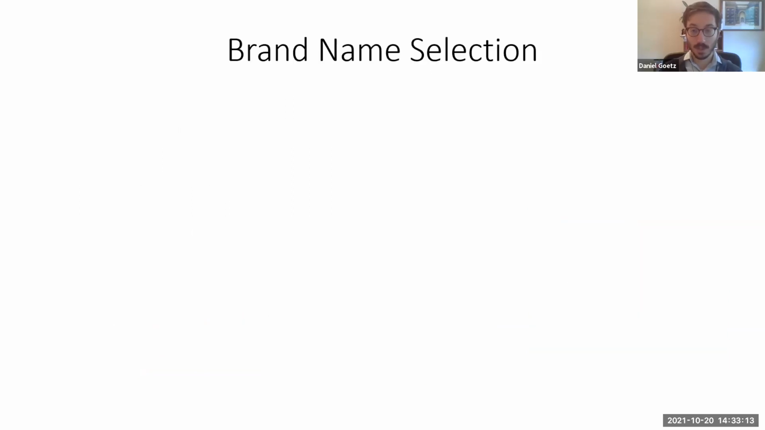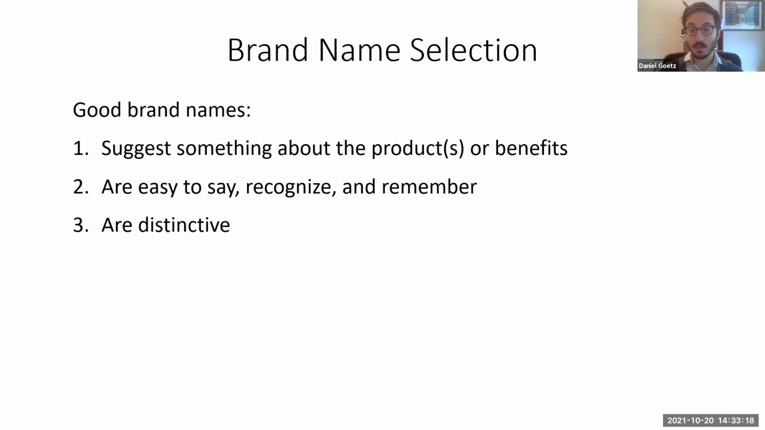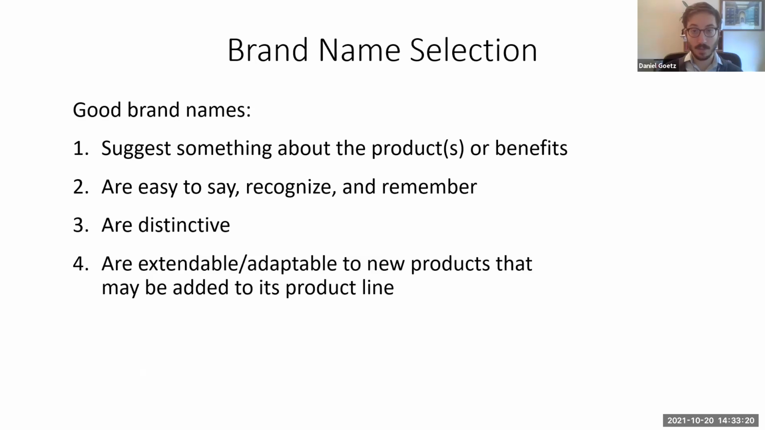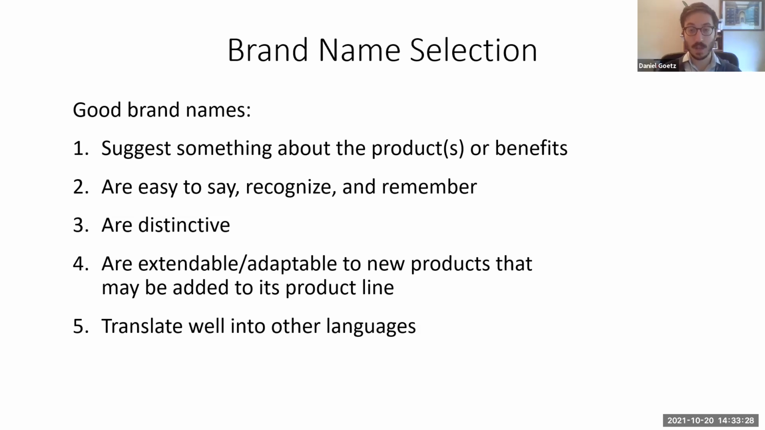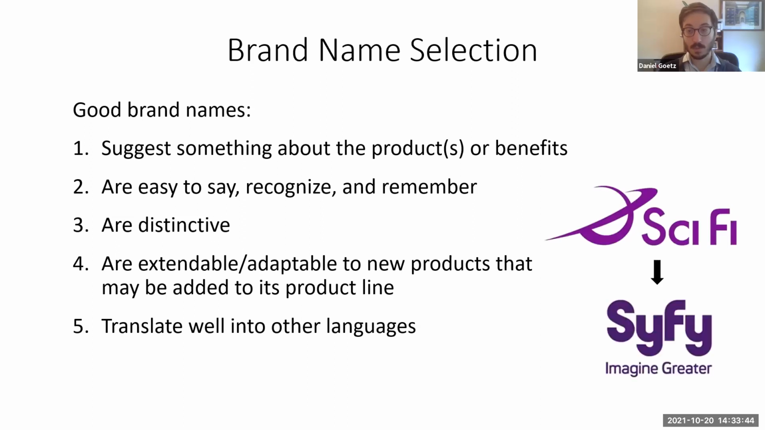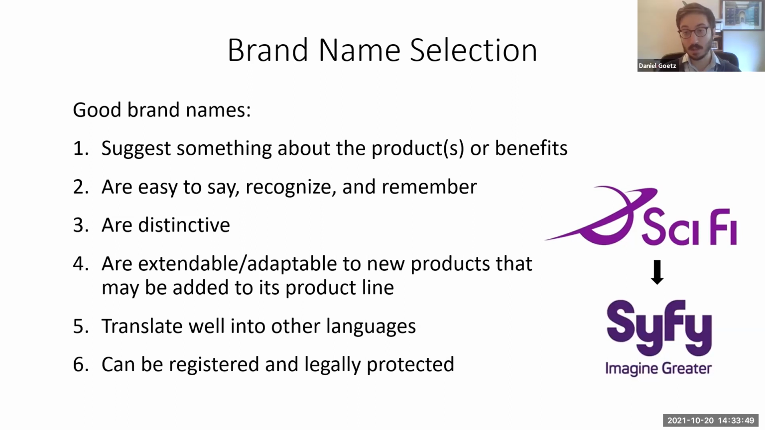Okay, so that's positioning. Last thing of the lecture, selection of brand names. There's a few rules that you want to follow when you're selecting a brand name, okay? So good brand names are going to suggest something about the product or its benefits. They're easy to say. They're distinctive. They're extendable or adaptable to new products. And they translate well into other languages, okay? And lastly, good brand names are trademarkable. They can be registered. They can be legally protected, right?